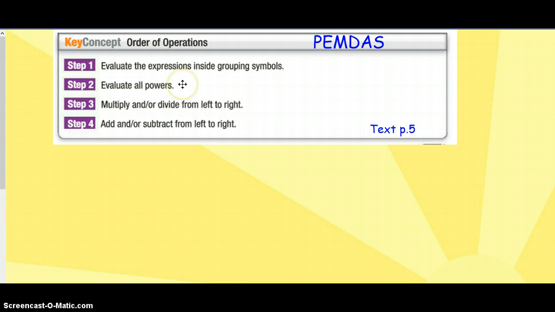Then we evaluate all powers, so that's what the E stands for, exponents. And then step 3 is multiply and divide from left to right. The M and the D are in the same step, and you do whatever is on the left first. So if division is on the left first, then you do that first, and if there's a multiplication, you do that first, okay? And add and subtract are also in the same step. You do that left to right.